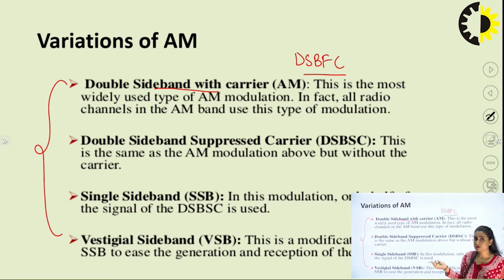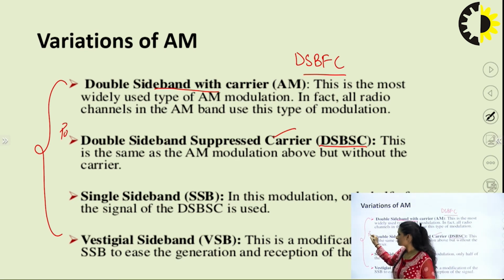In what way? We just discussed how AM is inefficient in terms of power. So when after modulation I suppress the carrier and transmit only the sidebands, I am able to save that 66.66% power. So that kind of AM variation is called double sideband suppressed carrier. We will be talking about it in detail in the next classes. This is for power saving.